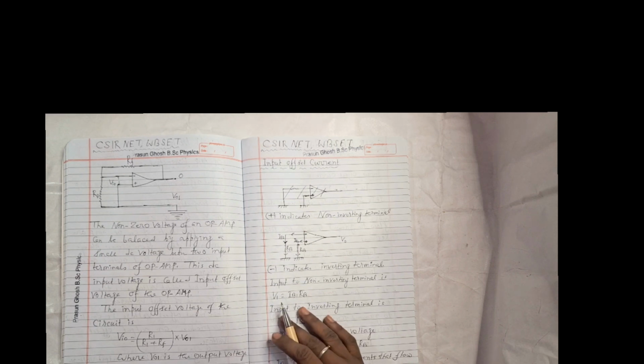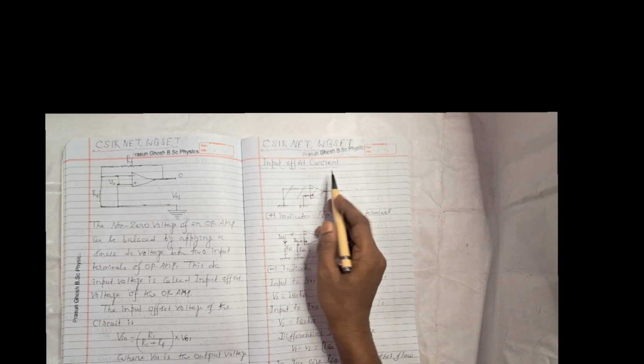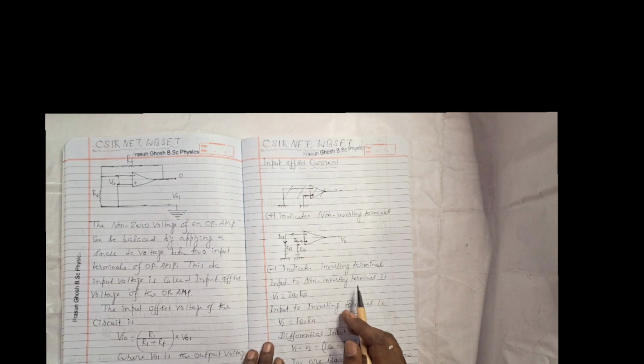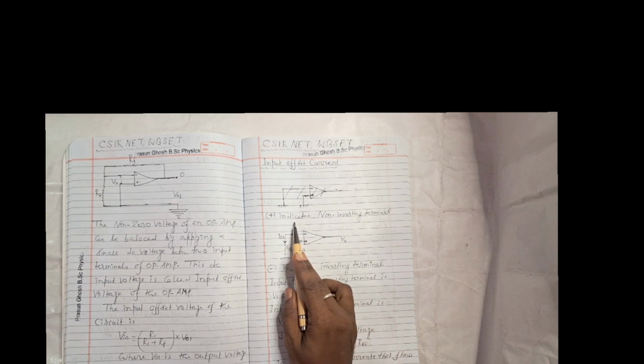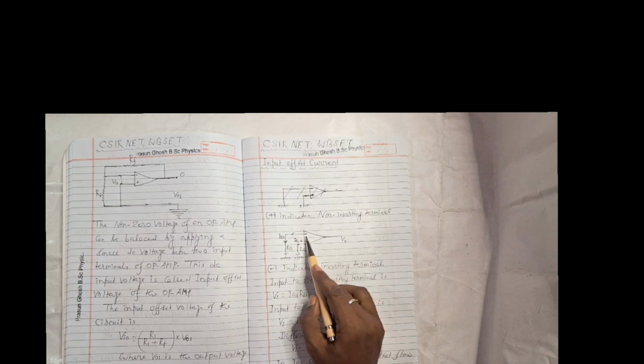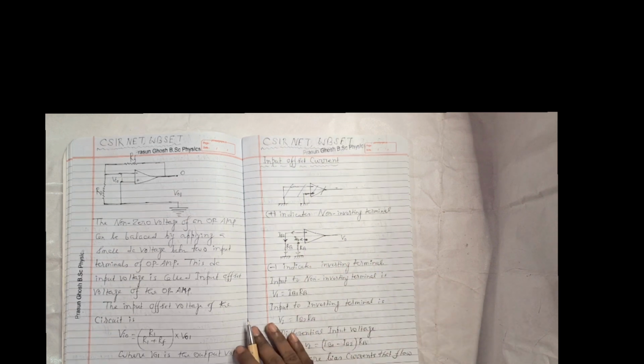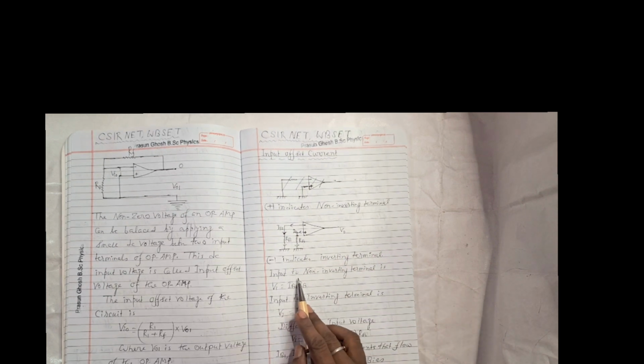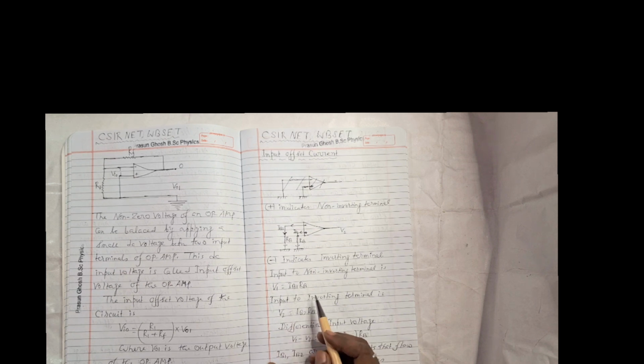Next we come to the input offset current. Plus is the non-inverting terminal, minus is the inverting terminal. The input to the non-inverting terminal is V1, which we can say is IB1 into RB. V2, the inverting terminal, is IB2 into RB.